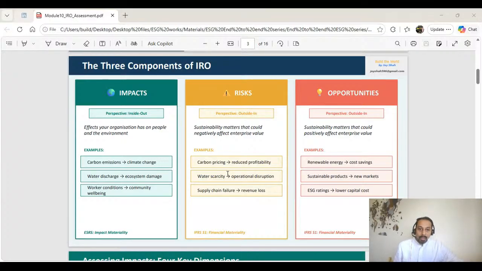So, for example, let's use the same carbon example. Earlier, I said carbon emissions are an impact. Now, flip it. If a government introduces a carbon pricing mechanism, such as a carbon intensity program in India, Switzerland, and lots of other jurisdictions, now they are introducing carbon pricing mechanisms, and some of the developed countries already have this carbon tax mechanism.